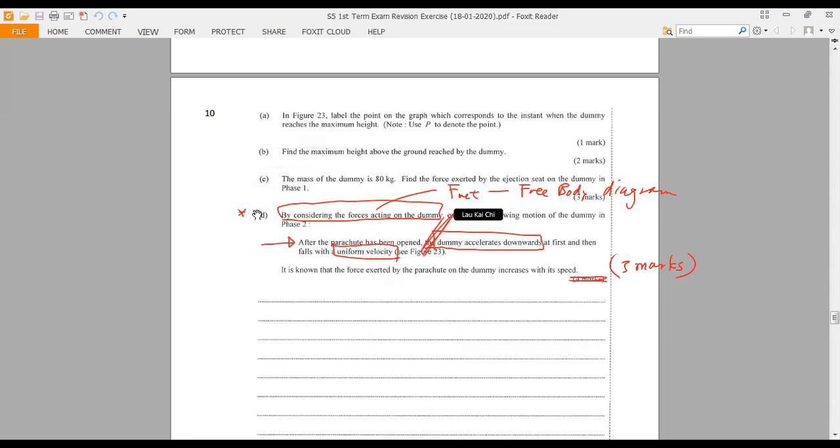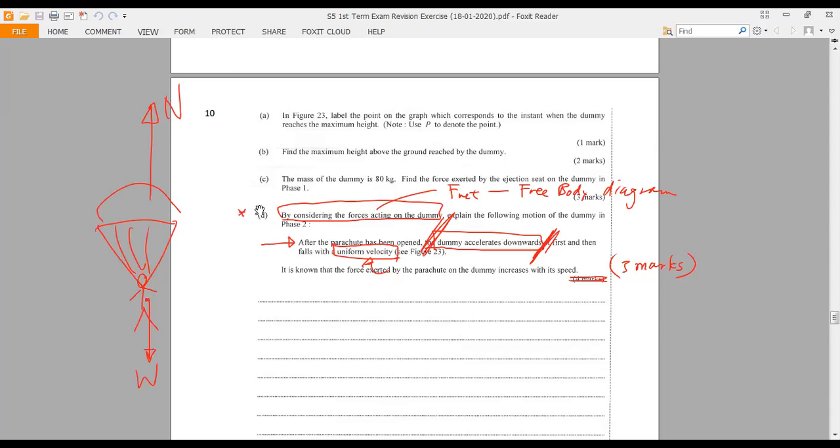That means from this sentence, you should answer the question in 2 parts. The first part is accelerating downwards at the beginning, and later on, it moves at uniform velocity. So you need to answer this. When there's a parachute on the dummy, when the parachute is open, how many forces are acting on this dummy? Again, one force is the weight, the second force is the force from the air resistance on the parachute.